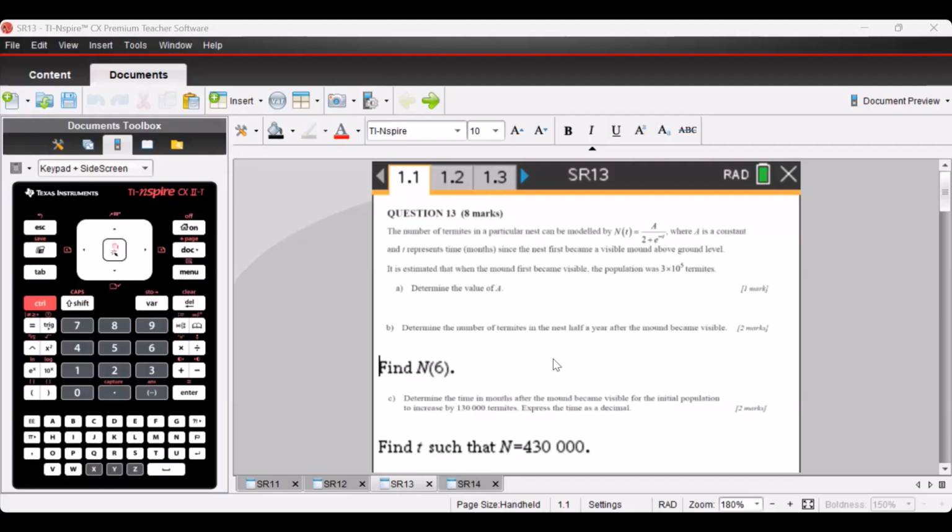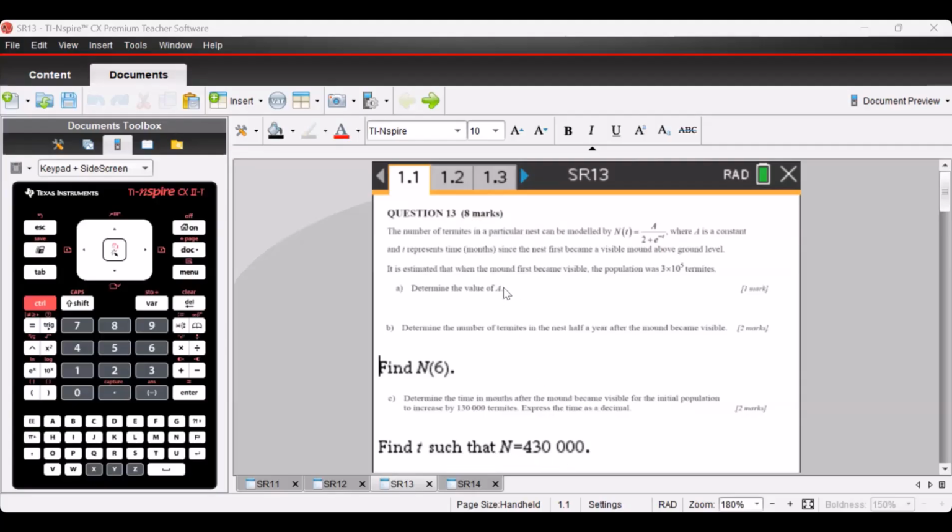So we're told in the stem of the question that when the mound first becomes visible, the population is 300,000. So if it increases by 130,000, part C is going to ask us to find t such that N is equal to 430,000.